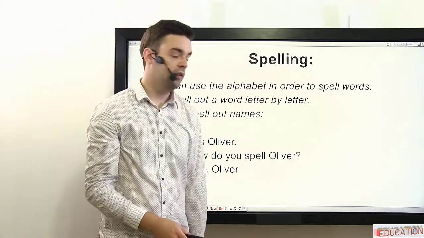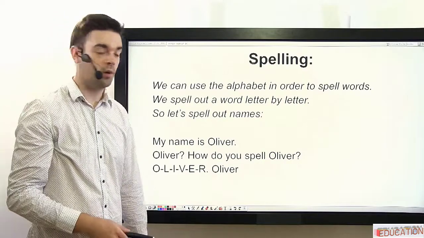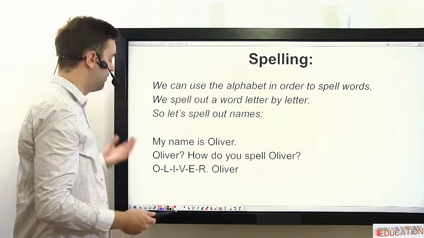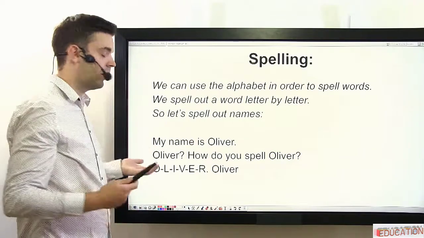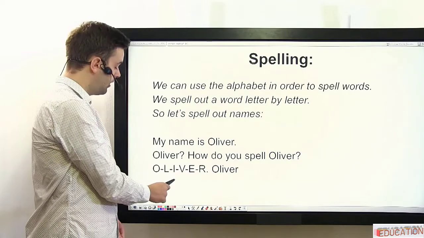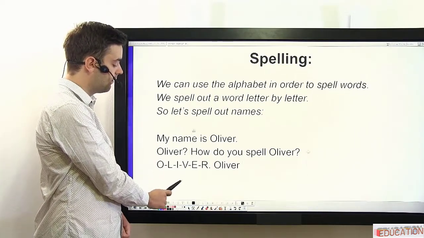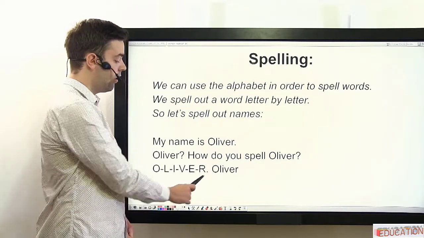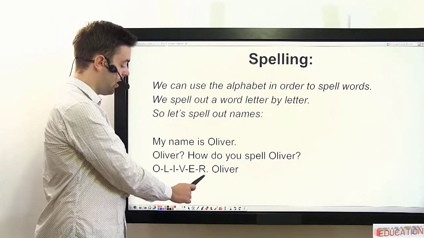Okay, so we can use the alphabet to spell words. When we spell out a word, we do it letter by letter. So let's spell out some names. My name is Oliver. How do you spell Oliver? O L I V E R. Oliver.